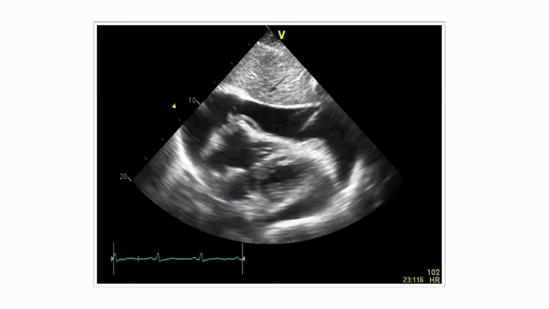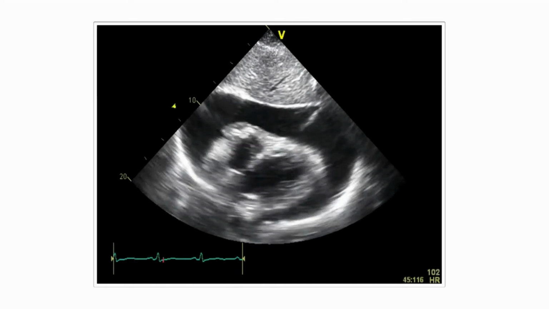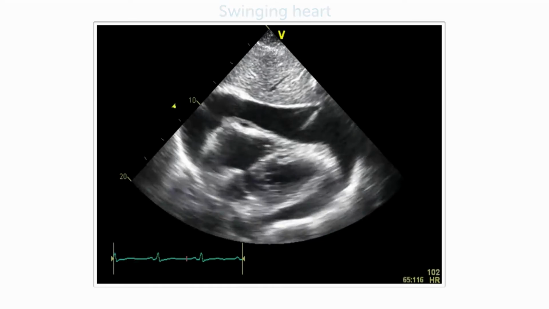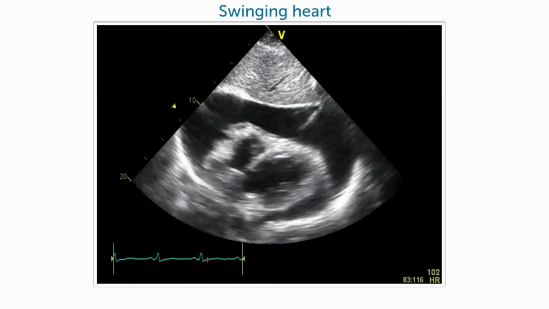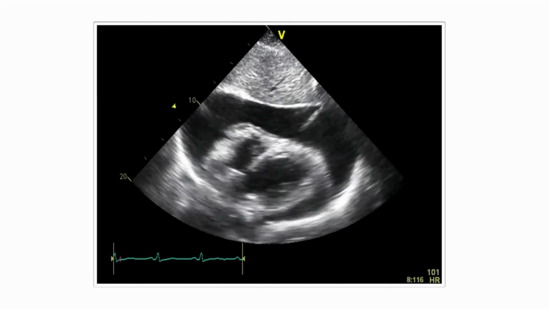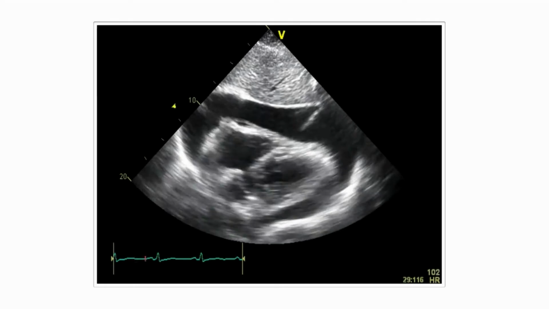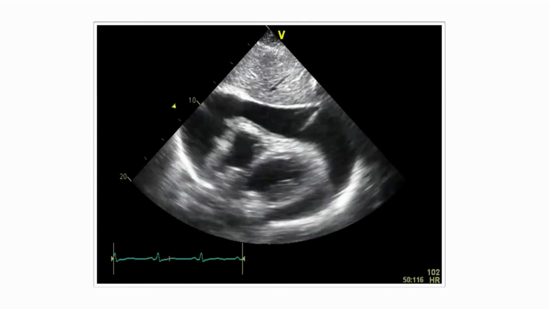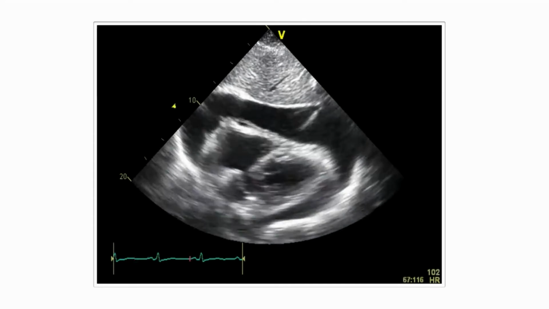And this is another example of an even larger pericardial effusion. This is a classic example of a swinging heart. You see that the left ventricle is swinging back and forth in the pericardial sac, and I would think how much fluid is in there? Probably 500, 600 milliliters at least, yeah.